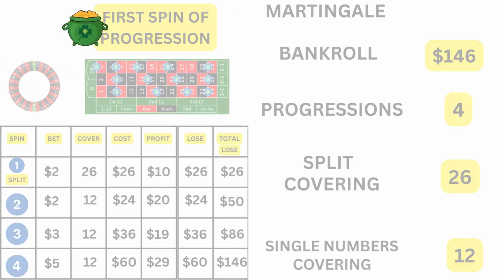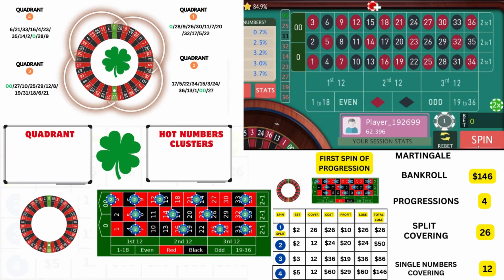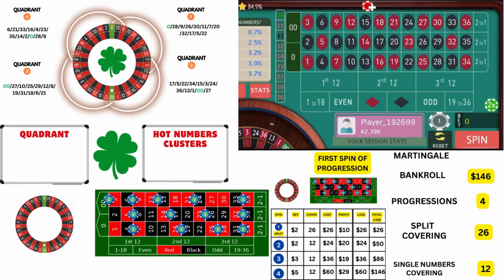This layout in the pay table will be a little different from my previous videos, as we will be using splits to start our progressions, and then followed by single numbers covering 12 numbers. American wheel is used for this one.